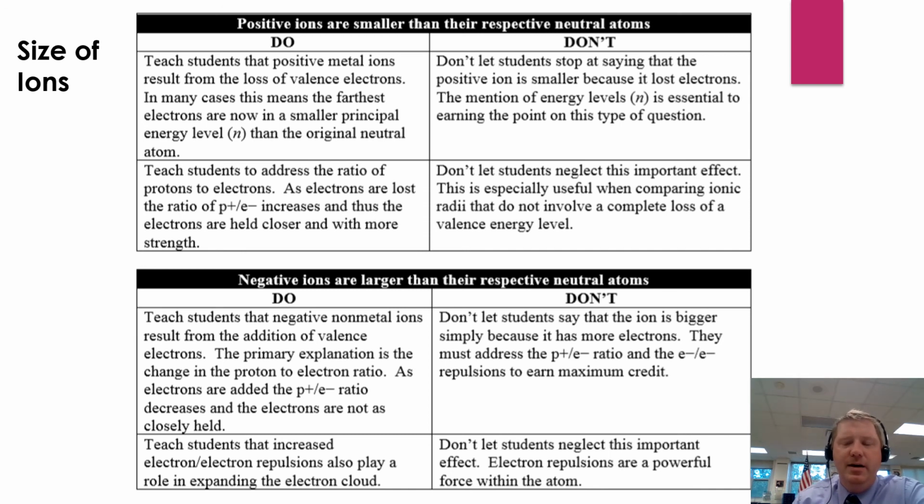Make sure you talk about how metal ions lose electrons, so their ions are smaller. Anions or non-metal ions gain electrons, so their size is larger. You have to talk about how the protons to electrons have changed.